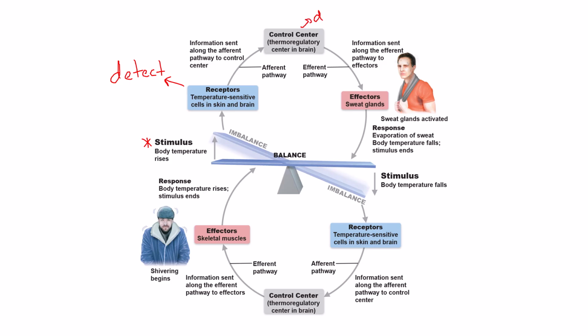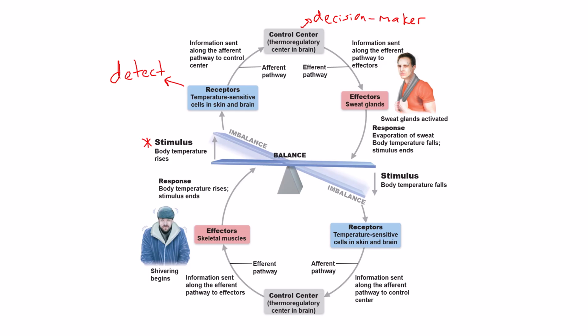Control center is the decision maker. So here, it's going to activate the next part, effectors. And so this activation of the effectors could be done by nerve signals or a hormone. In this example, the effectors are the sweat glands. And so sweat glands, they release sweat, sweat evaporates, and then hopefully you feel cooler as a result.